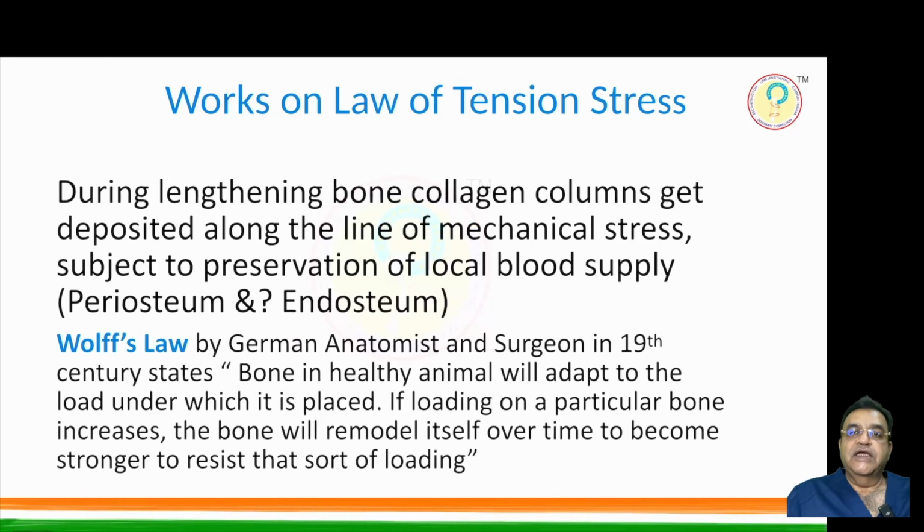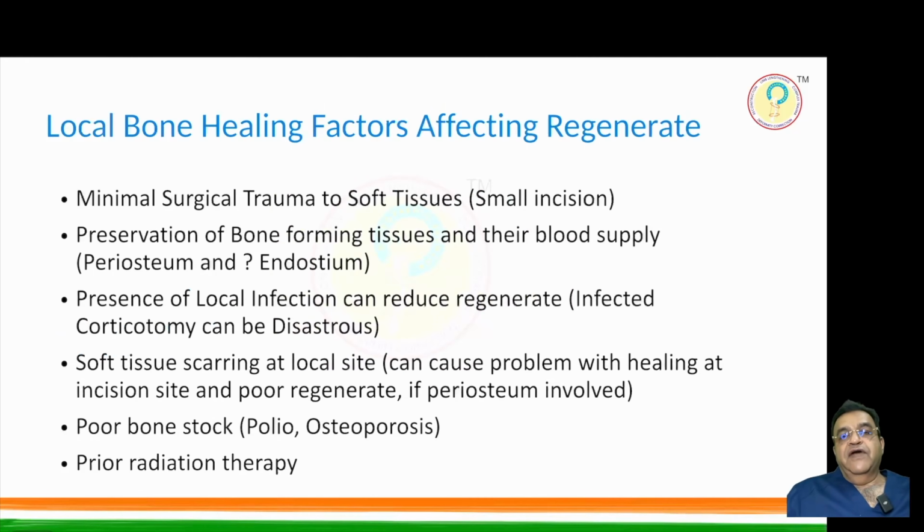During lengthening, the bone collagen columns get deposited along the line of mechanical stress, subject to preservation of local blood supply, periosteum and endosteum. That we'll see later on, as I already told you. Now this works on the Wolff law. We all know about Wolff law. We have learned about this in our schools also. This was given by German anatomist and surgeon in 19th century, and it states that bone in healthy animal will adapt to the load under which it is placed. If loading on a particular bone increases, the bone will remodel itself over time to become stronger to resist the sort of loading.